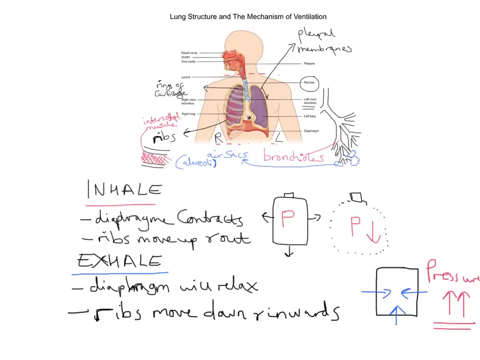As you inhale, the diaphragm will contract and move down. The ribs will move up and out, thus creating a greater volume in the thoracic region. Because the volume has increased, the pressure that the gases are under inside the thorax reduces, so the pressure falls lower than that of atmospheric pressure, so air is drawn into the lungs and the lungs inflate.